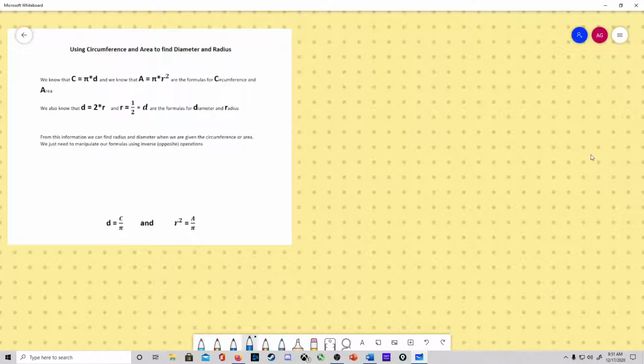So we know that circumference is equivalent to pi times the diameter of a circle. And we know that area is equal to pi times the radius squared. So we know these are our formulas.